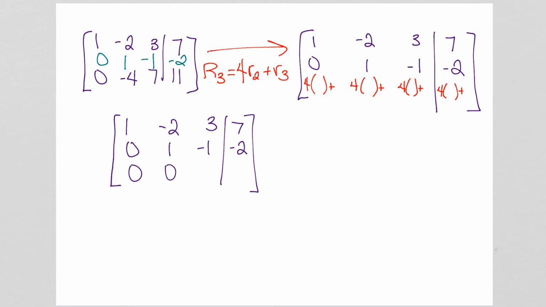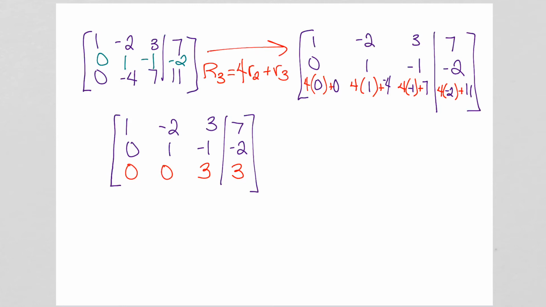So 4 times row 2, there's a 0, 1, -1, -2 go in here. And then this is what we're adding: 0, -4, 7, and 11. So on the bottom, in this spot, we've still got a 0. Now we've got our 0 here. In the third column, we're ending up with a 3, and then the last column, another 3.